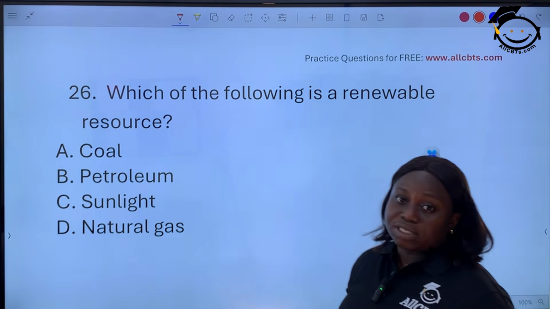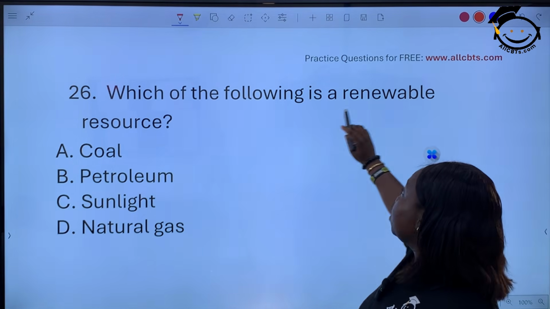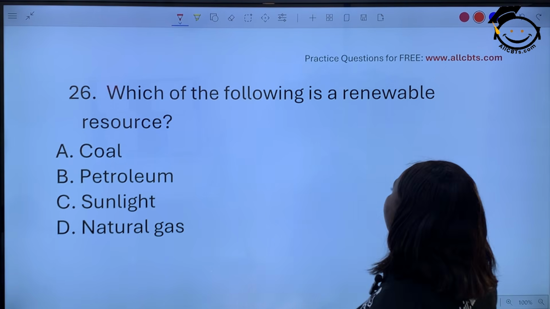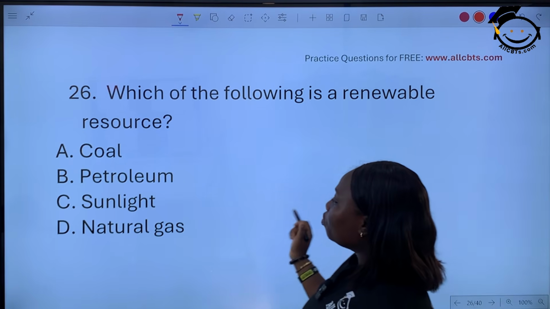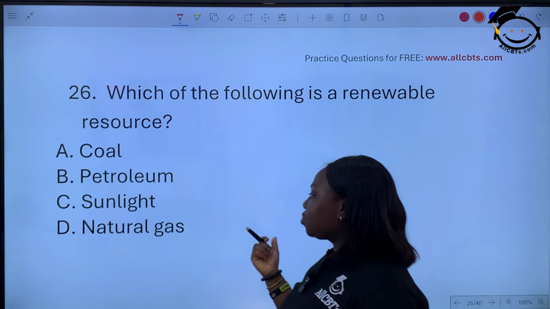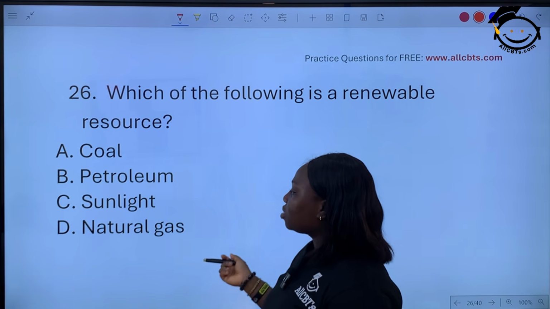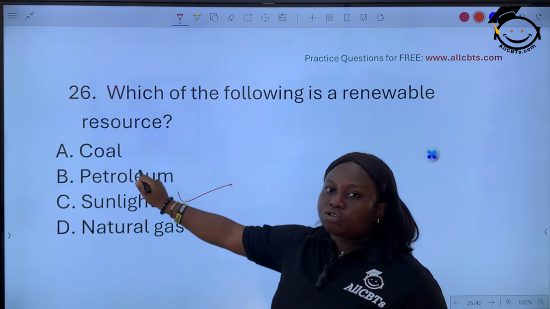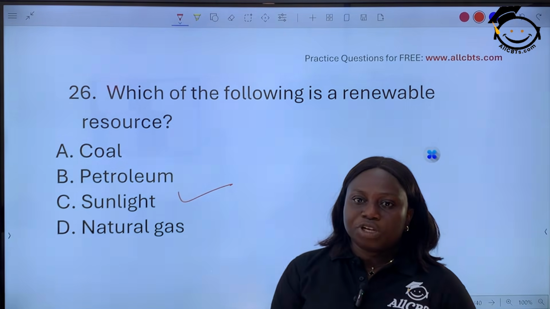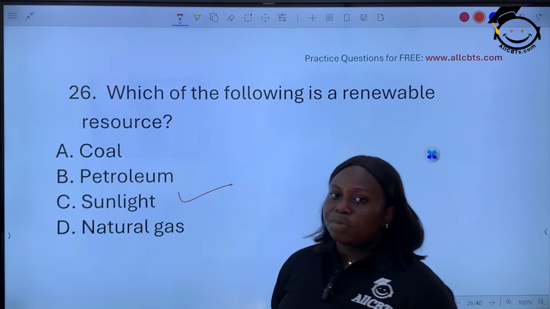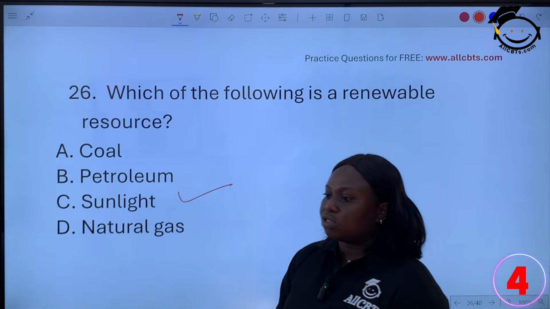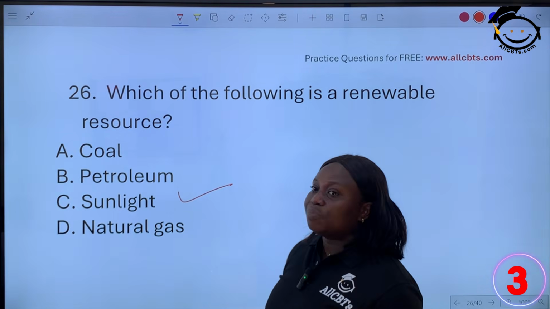Next question, number 26. Which of the following is a renewable resource? We have coal, we have petroleum, we have sunlight, natural gas. So our answer here is sunlight. Now, when coal is used up, it cannot be renewed. When petroleum is used up, it cannot be renewed. When natural gas is used, it cannot be renewed. But sunlight can be renewed.